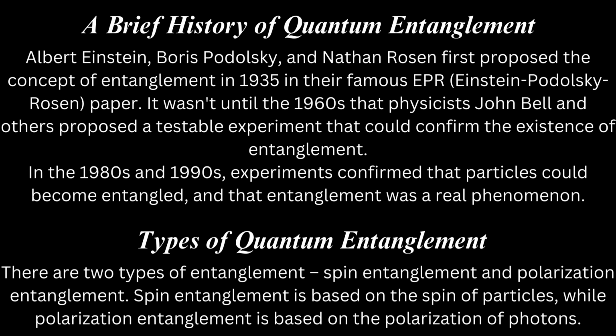Types of quantum entanglement. There are two types of entanglement: spin entanglement and polarization entanglement. Spin entanglement is based on the spin of particles, while polarization entanglement is based on the polarization of photons.